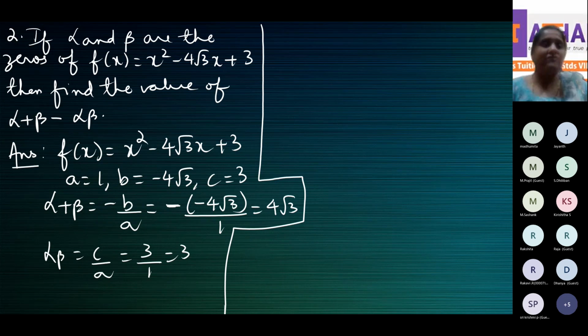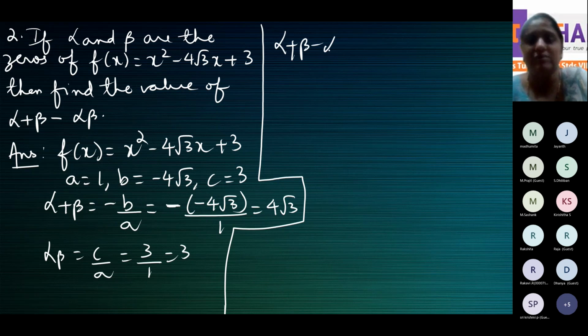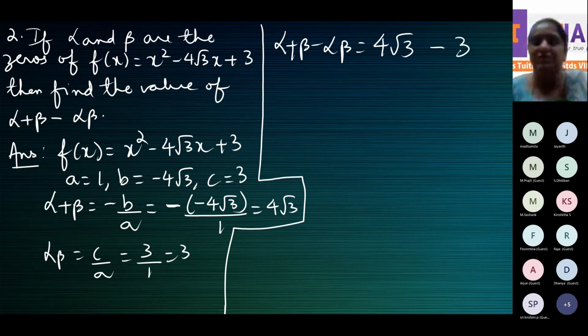Find the value of alpha plus beta minus alpha beta. See, you're given a quadratic polynomial. Its zeros are alpha and beta. Now you have to find the value of alpha plus beta minus alpha beta. So alpha plus beta minus alpha beta is equal to, what is alpha plus beta? 4 root 3. 4 root 3 minus 3. That's all. This cannot be simplified further. This is the answer. Write down, children.